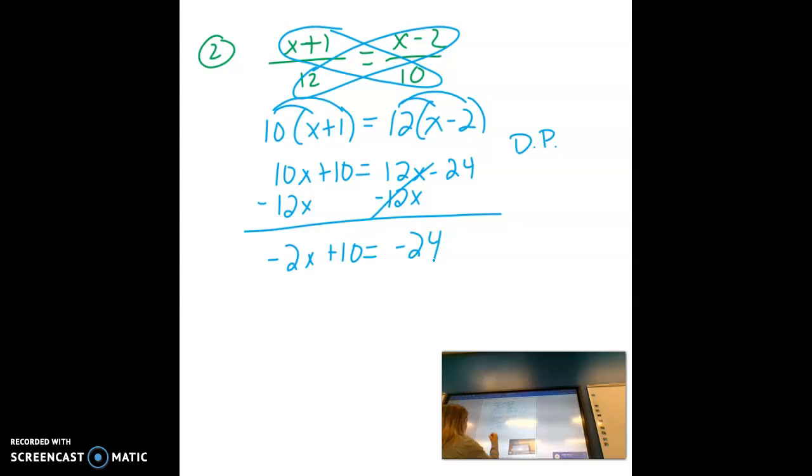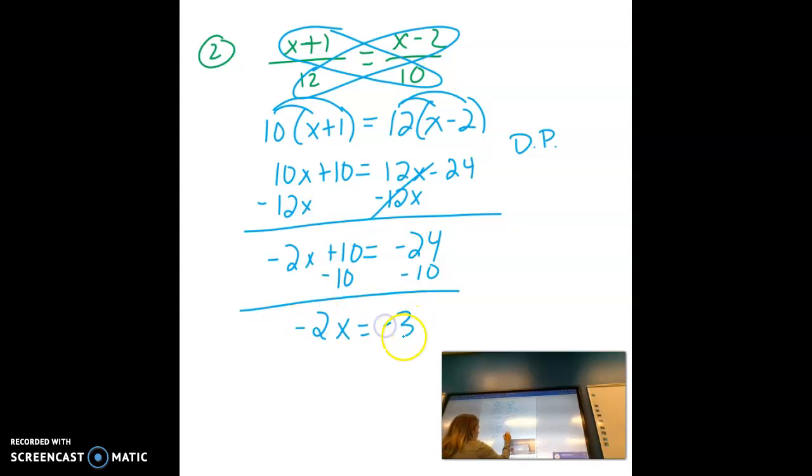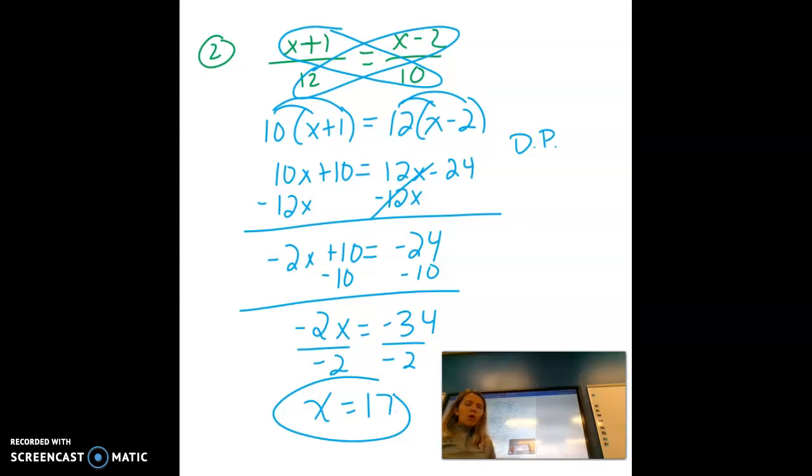And now I just keep going. I subtract 10 from both sides. Divide by negative 2. And so I get my answer of 17. And so once you're able to cross multiply, now you're just using your solving skills to figure out the rest.